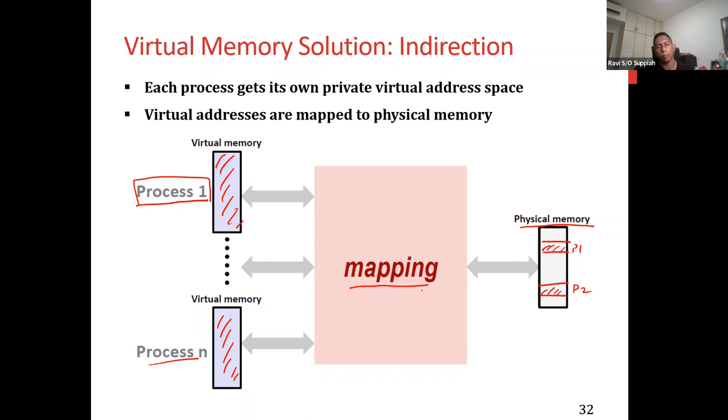So this mapping allows us to have this layer where the process will be able to run without having to worry about where it actually is in the physical memory. Why? Because the mapping will ensure that it points to a particular space that is reserved for it. Every time I launch a process and need some memory, the mapping will do this indirection for me so that I will be allocated a certain part of the physical memory for the process to run.